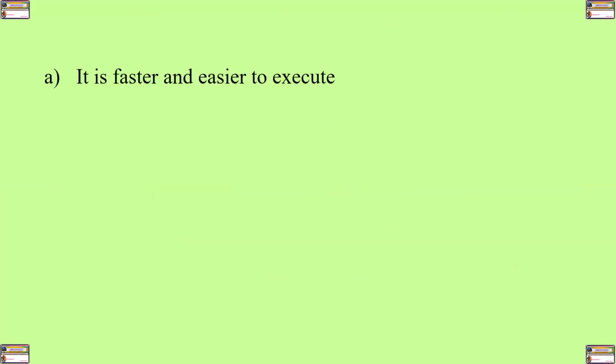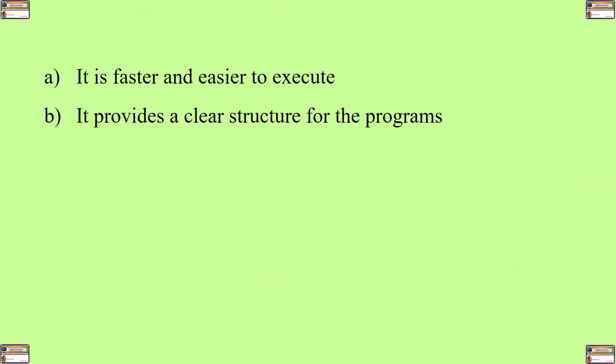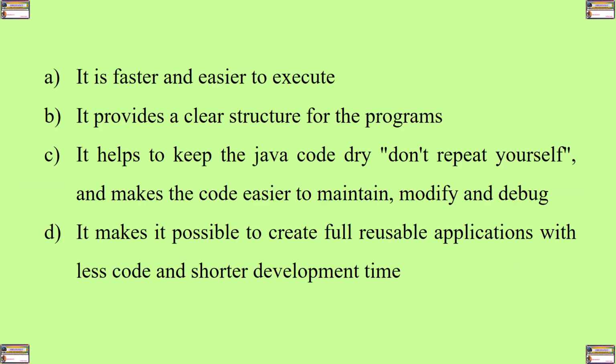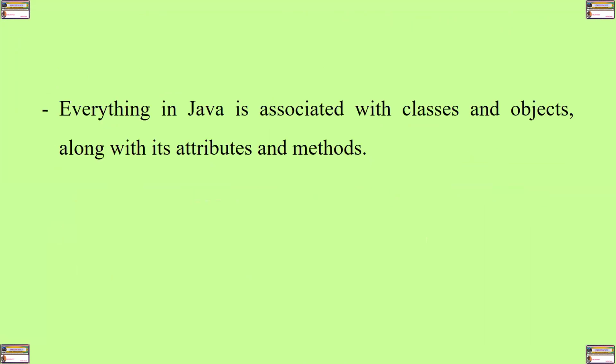Number one, it is faster and easier to execute. Number two, it provides a clear structure for the programs. Number three, it helps to keep the Java code DRY, that is, don't repeat yourself, and makes the code easier to maintain, modify, and debug. Number four, it makes it possible to create full reuse of applications with less code and shorter development time.